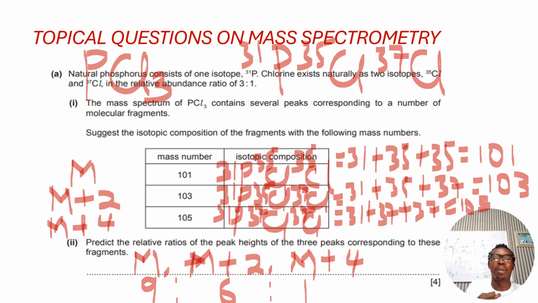So the relative ratios of the peak heights is 9:6:1. Since it's as simple as ABC, you just have to attempt as many questions as possible. I will continue to solve as many questions as possible. So let's move over to the next question.